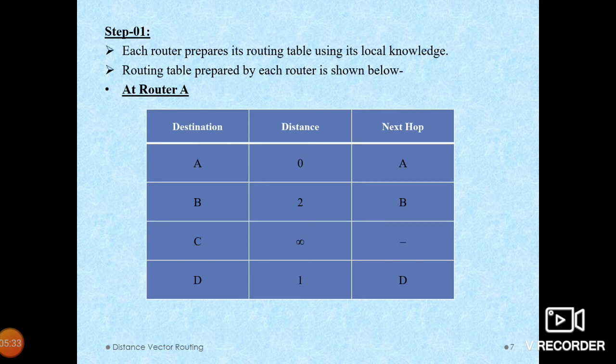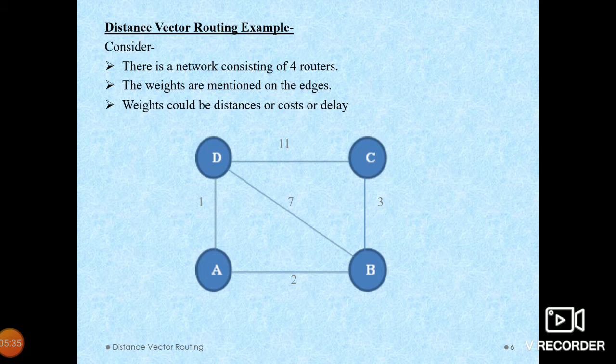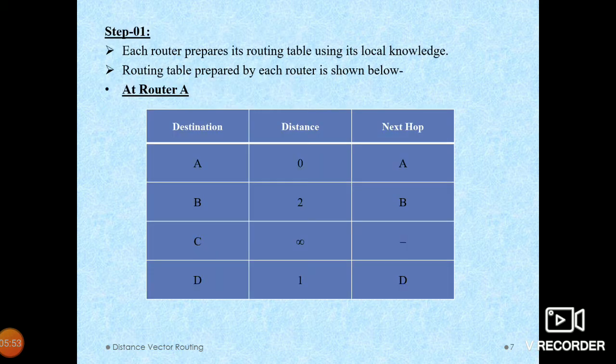So have a look at this diagram. A has a direct link with B with a cost of 2, and A has a direct link with D with a cost of 1. A doesn't have a direct link with C, so we mention that as infinity, and the distance of A to A is 0. So this is shown in this table.